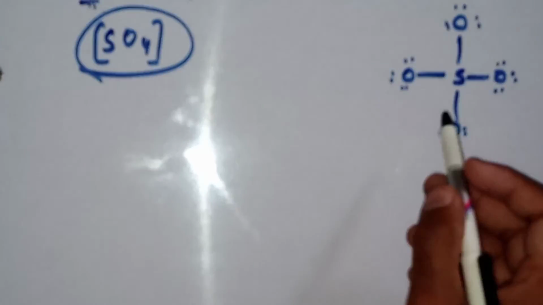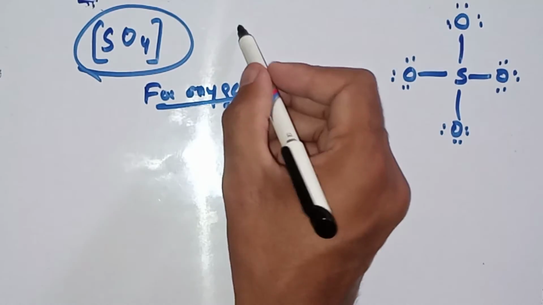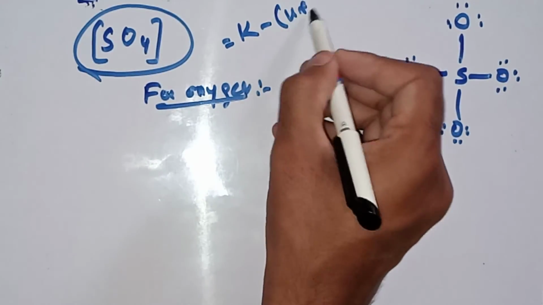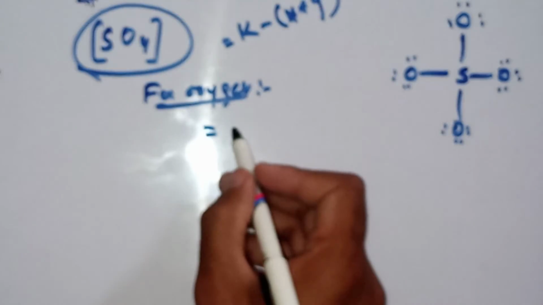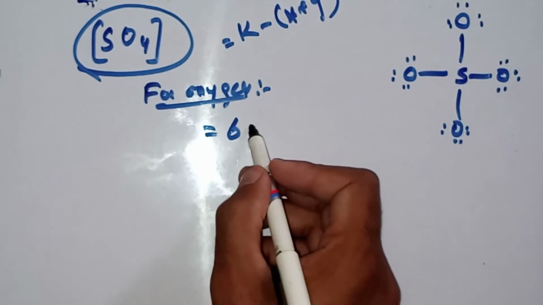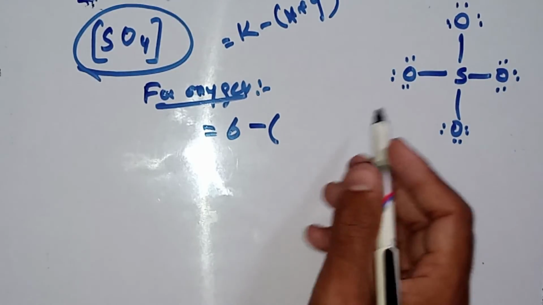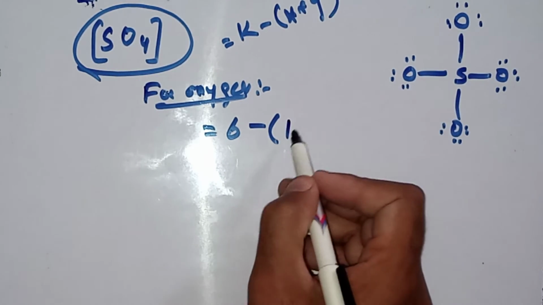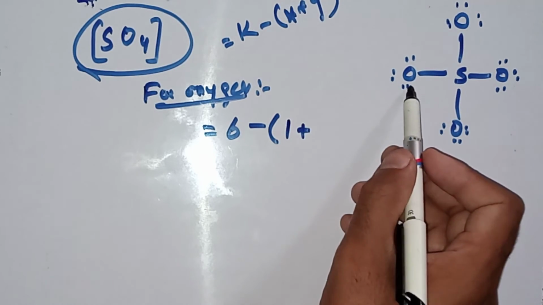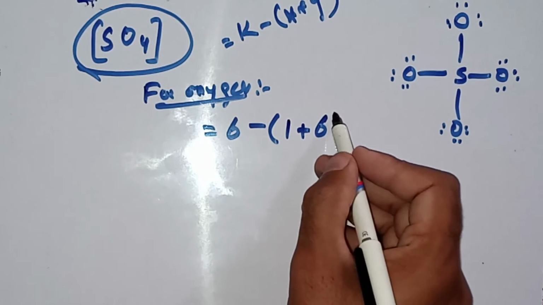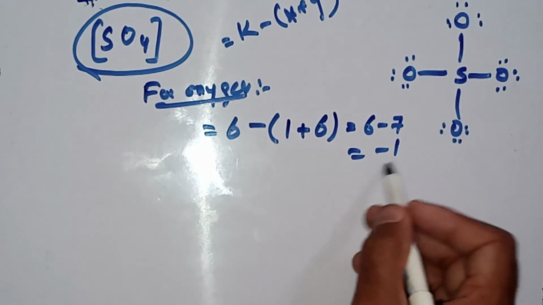So what will be the formal charge on the net species? For oxygen, according to the formula, formal charge is K minus X plus Y, where K is the number of the group. The group number of oxygen is 6, which means oxygen has 6 electrons in its valence shell. X means the number of bonds with oxygen. Here oxygen has one bond, so X is equal to 1. Y means the number of unpaired electrons, which in each case here is 6. So the formal charge will be 6 minus 7, which is equal to minus 1. For each oxygen it will be minus 1.